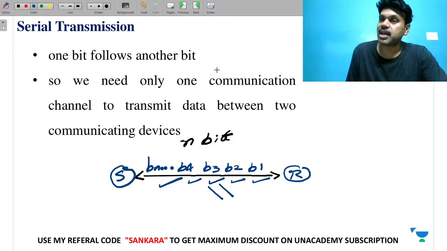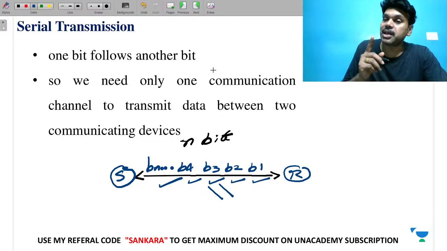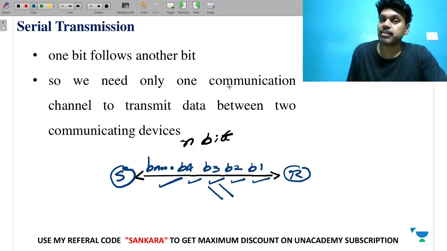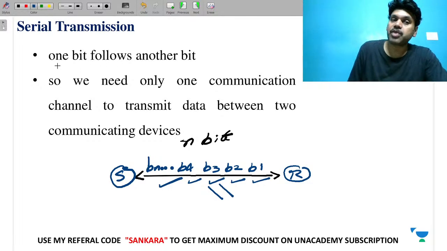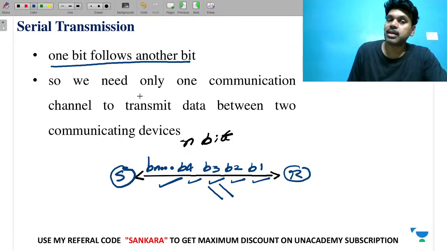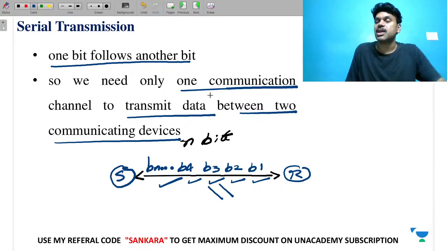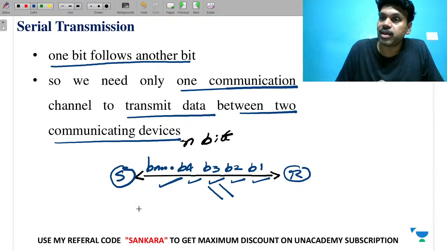Burst errors are the real-time example for serial transmission, and one-bit error is the real-time example for parallel transmission. In serial transmission, bits follow one by one, so we need only one communication channel to transmit data between communication devices. What is a real-time application? Computer network is a real-time application. So computer network is using serial transmission.